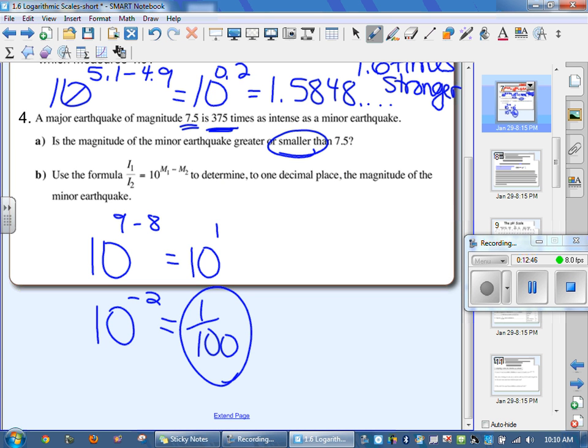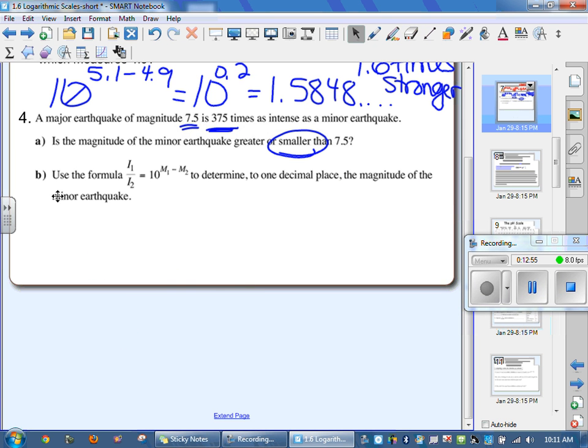We're going to try and figure him out. So we need to set the equation up. We're now going to have to solve this guy. We're going to be solving for x. So now we set it up this way. 375 is my intensity. I have my base 10 for my magnitudes. My big magnitude was 7.5. Do I know my minor earthquake? No, that's what I'm looking for. So we're going to subtract x. So now we need to solve for that.